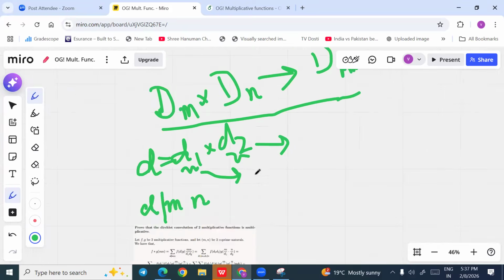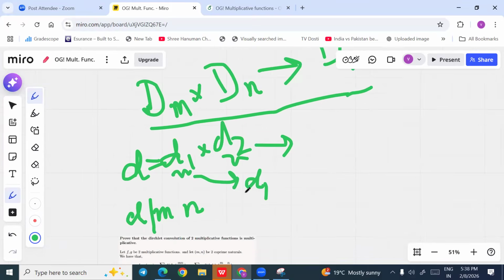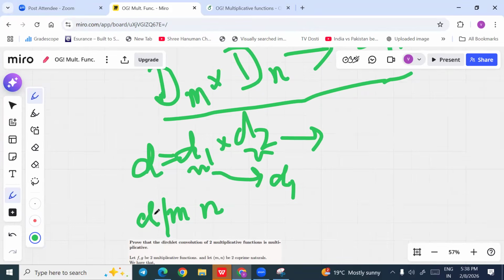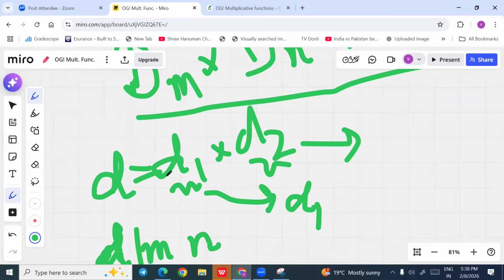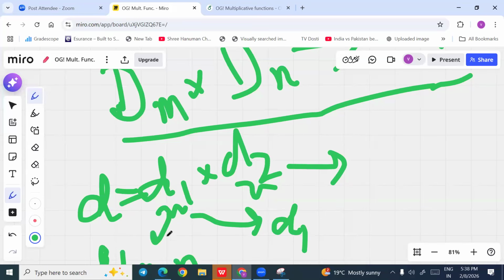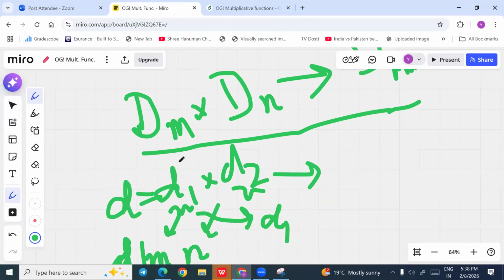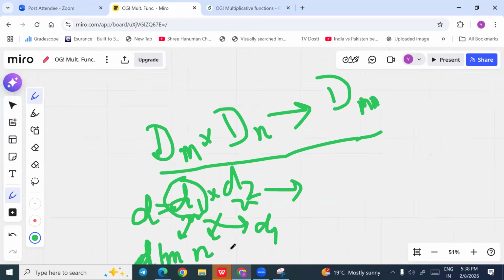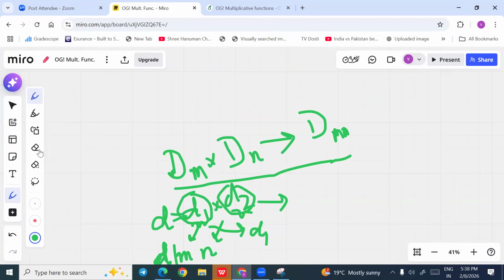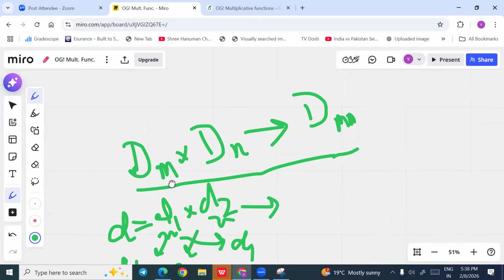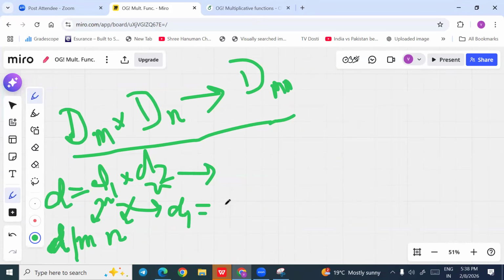Okay, let me answer. What did you ask again? I'm asking that if a divisor d of mn, where m and n are coprime numbers, can be uniquely factored as d1 times d2, where d1 is a divisor of m and d2 is a divisor of n, can you explicitly give me d1 in terms of m and d, and d2 in terms of n and d? You can get that in terms of d, m and n. GCD of d comma m. Perfect, perfect.